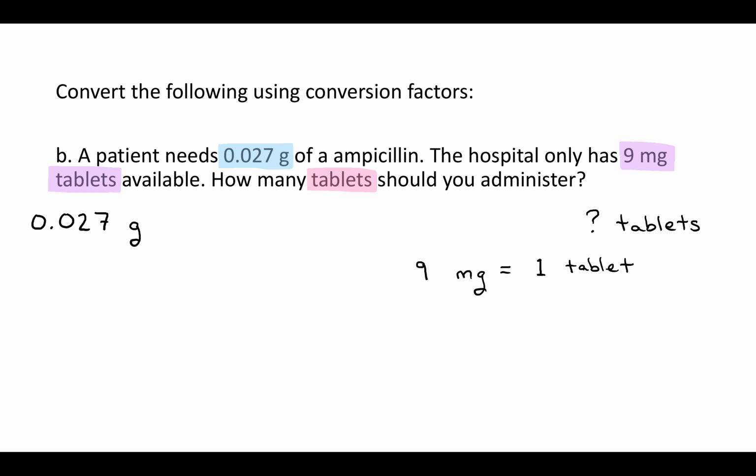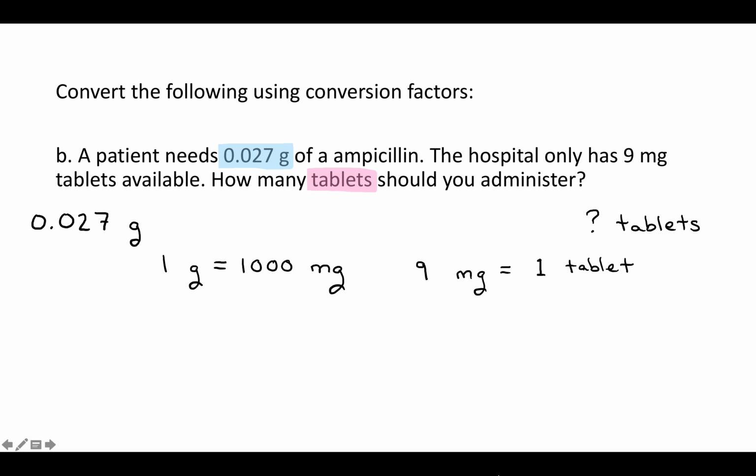Okay, so these are my puzzle pieces. I have to connect these somehow. Now I can see that if I had milligrams, I could get to tablets. But I don't have milligrams, I only have grams. But maybe I can get from grams to milligrams. I know a conversion factor that relates them. In every 1 gram, there are 1,000 milligrams. And so now I can get from grams to milligrams, from milligrams to tablets, and then I have my answer.